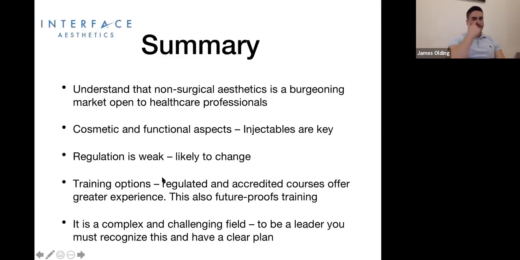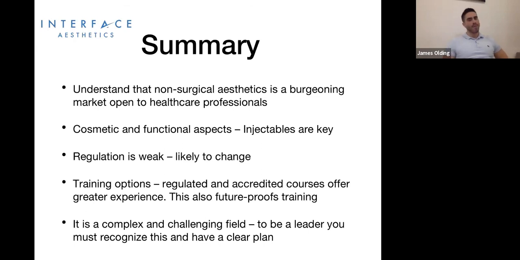So in summary, understand that this industry is a burgeoning industry and market that is open to healthcare professionals. And as healthcare professionals, you are uniquely qualified to work in this industry. Also understand that there are cosmetic and functional aspects. So you might be treating someone with skin issues who has a functional problem. Again, another example would be, which I didn't allude to in the presentation, someone who has masseteric hypertrophy. So bruxism, grinding the teeth, Botox is used commonly for that. So there's definitely an overlap between the cosmetic and the functional sides.